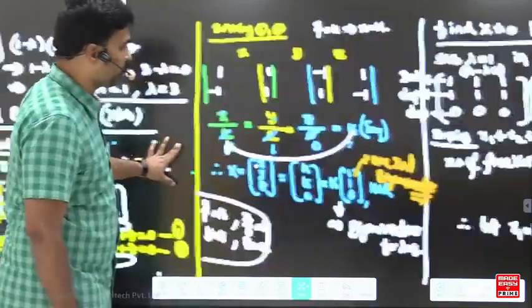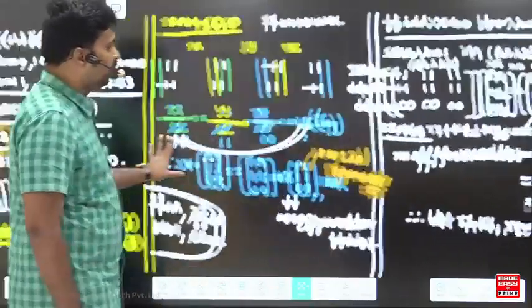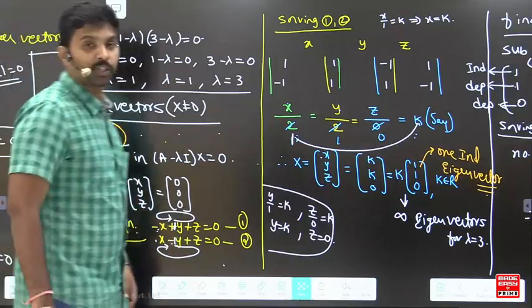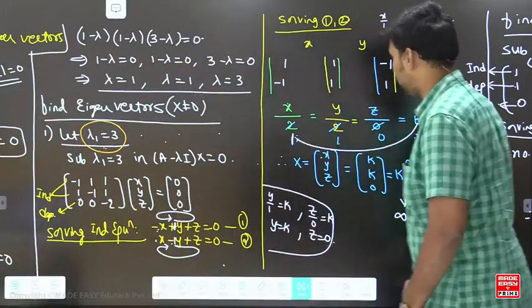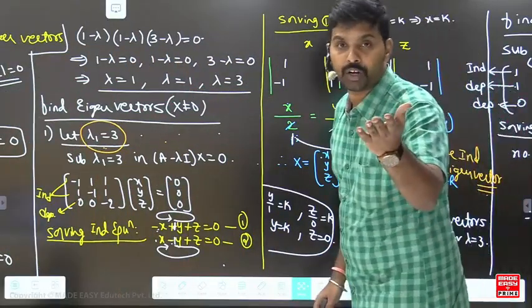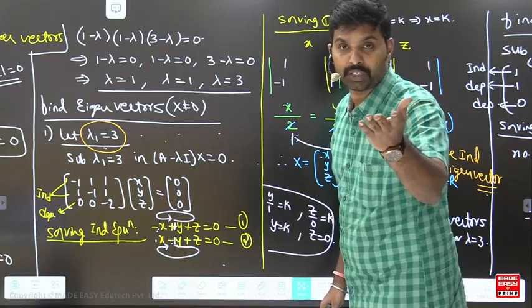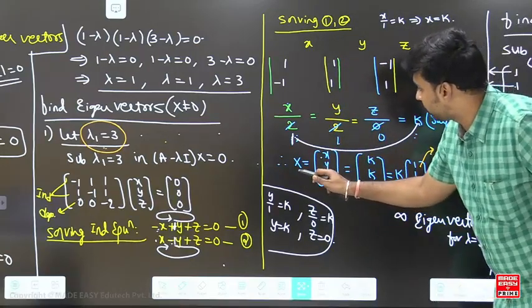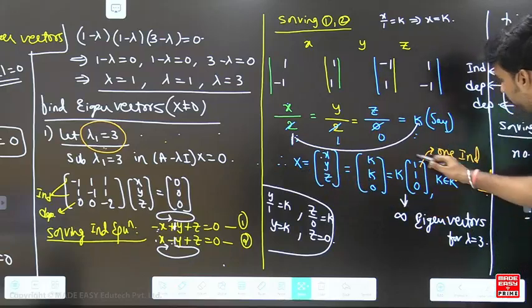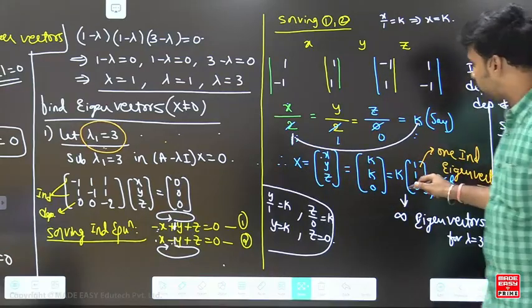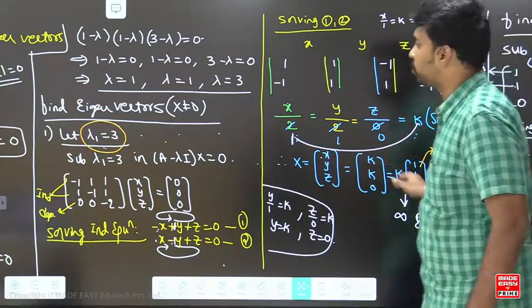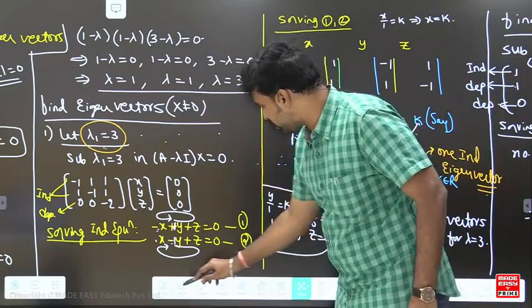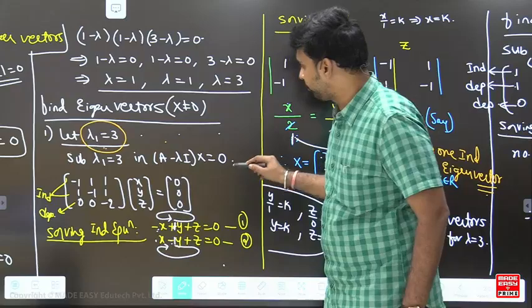Okay, very good. So one independent eigenvector. Now I just want to say one thing, though I don't know how many of you can understand this concept. Can I say that the eigenvectors, whatever solution you are getting here, are the solution of this homogeneous equation or not?